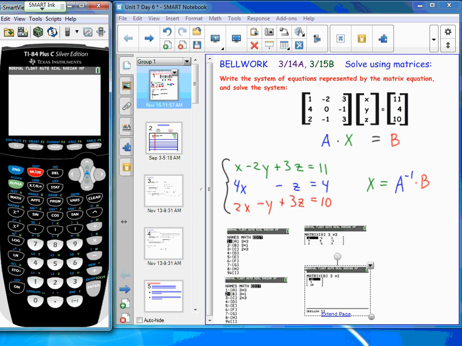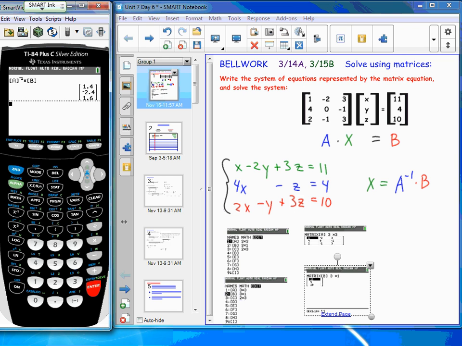And finally, the big payoff, we get to go to our home screen, so I'll second quit out. I'm going to call the matrix named A, so second matrix named A, and then calculate its inverse by pressing that little negative 1 button, A inverse, and then times, I need matrix named B, so matrix named B, and voila! It looks like I get 1.4, negative 2.4, and 1.6.